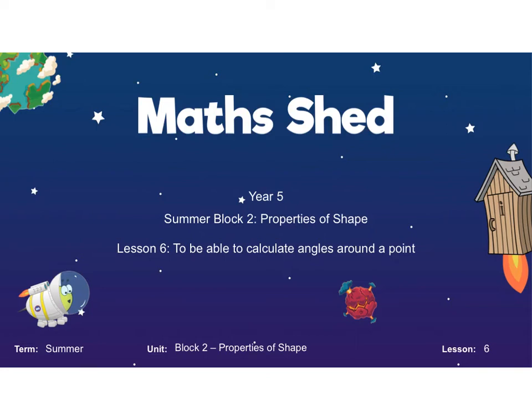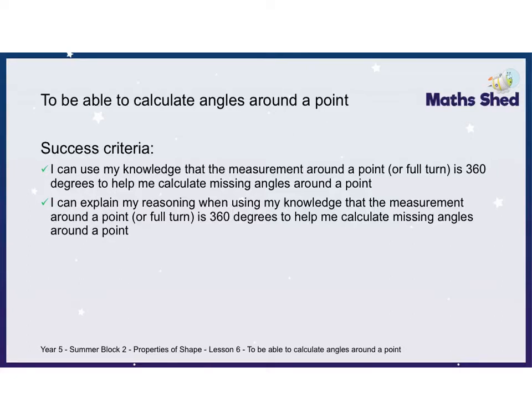Okay, so today we're going to carry on looking at our angles unit, and this lesson is to be able to calculate angles around a point. So by the end of this lesson you should be able to use your knowledge that the measurement around a point or full turn is 360 degrees, and use that to help you calculate missing angles around a point.